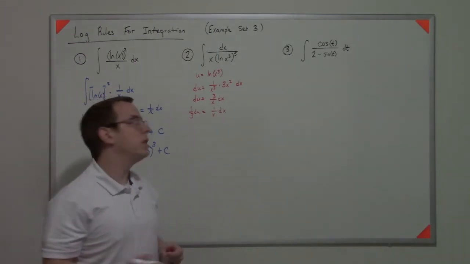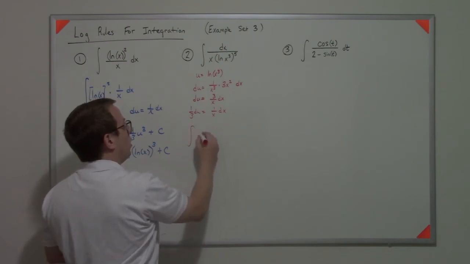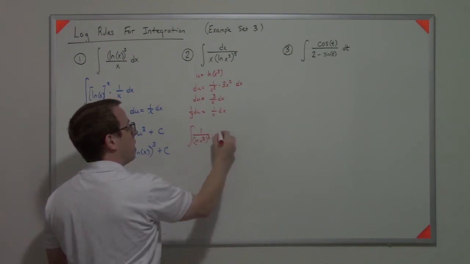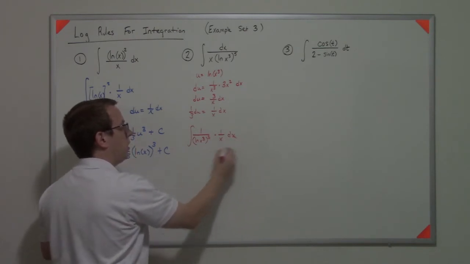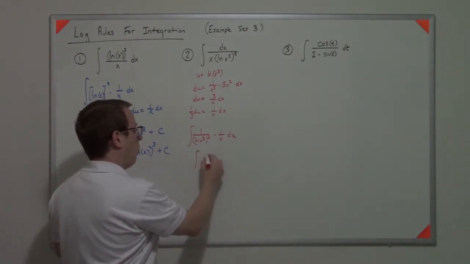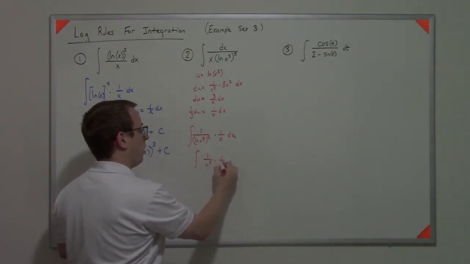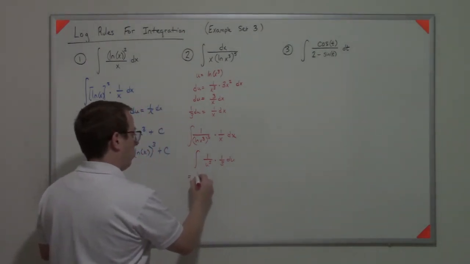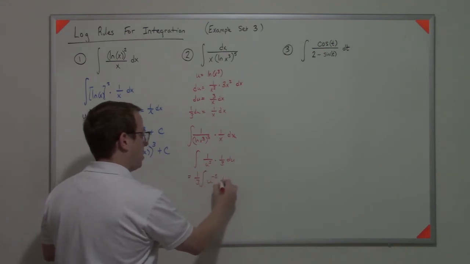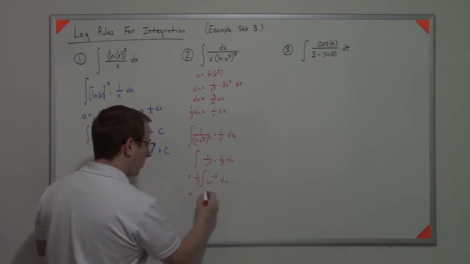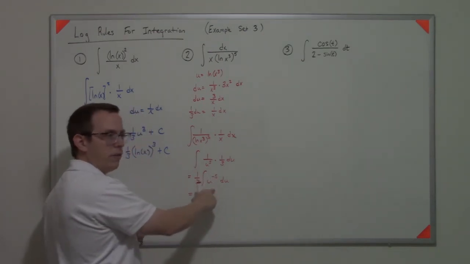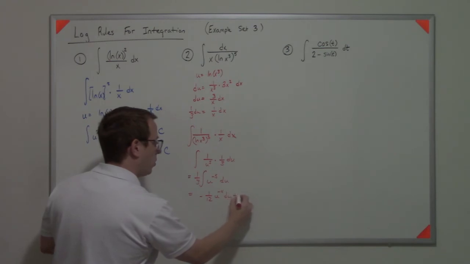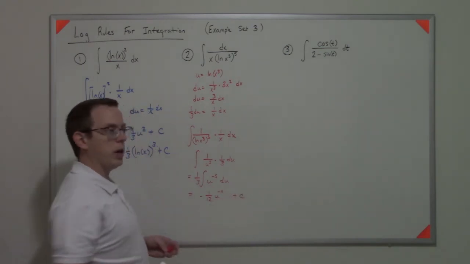Now rewriting this, what we can say is this term is 1 over natural log of x cubed to the 5th times 1 over x dx. So then this becomes 1 over u to the 5th times 1/3 du. But then we can rewrite that as 1/3 u to the negative 5th du, which is, you add 1 to the power and then divide by the new power, so you end up with negative 1/12 u to the negative 4th plus the arbitrary constant.